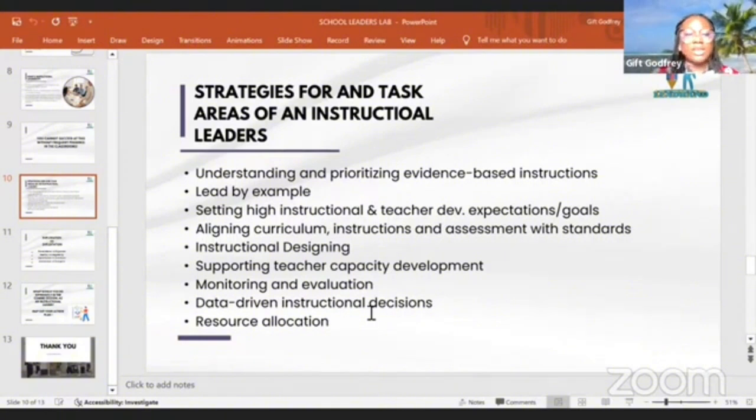And then second to the last, we have data-driven instructional decisions. Like we said earlier when we started, you have to be big on data. You have to be big on data, okay? So gather data from all sources in the classroom, their assessment data, the exam data, and then you have strategy meetings with your teachers where you sit down and you're discussing this data.